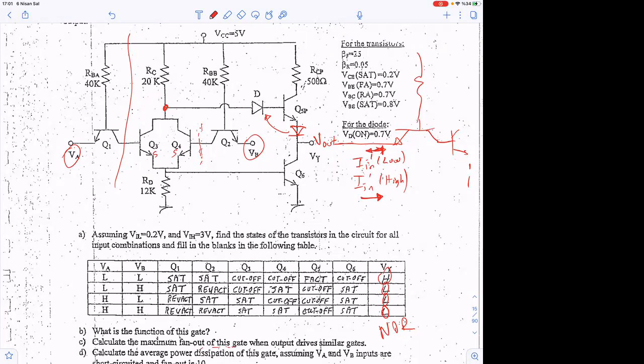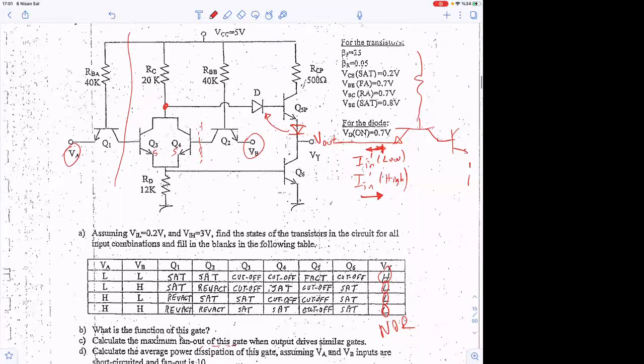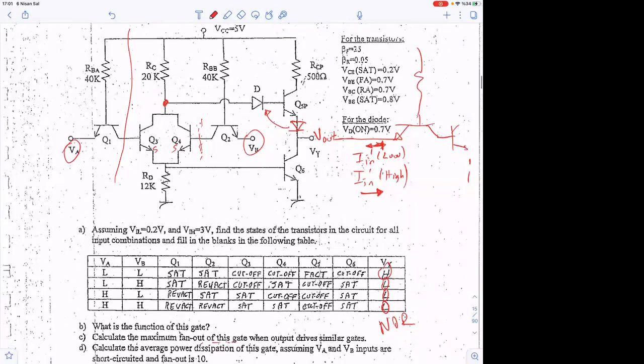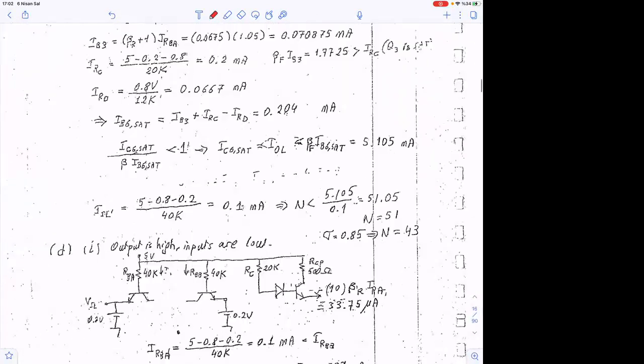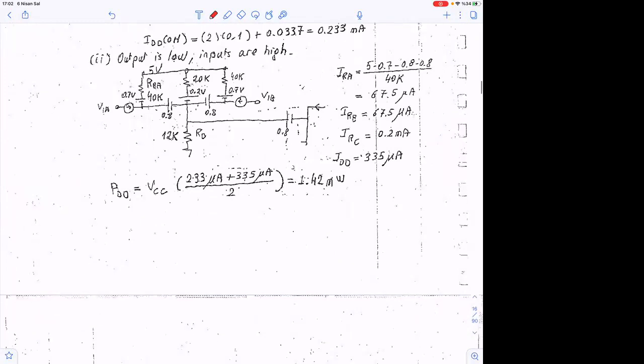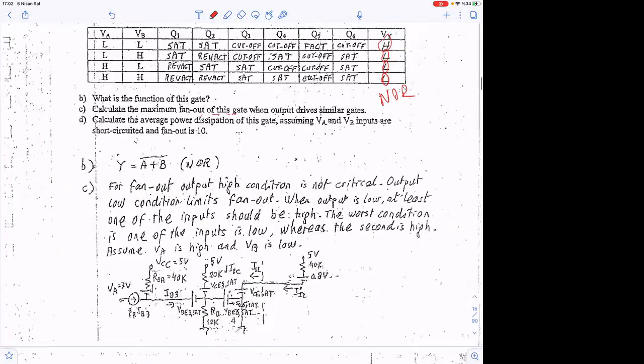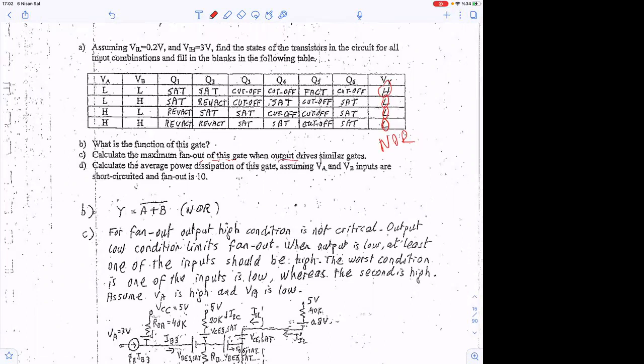I guess we will be solving this kind of problem. We haven't solved the TTL fan out yet, have we? Did we find the TTL fan out? Yeah, we did. Okay. So in any case, let's look at the questions again, like fan out, when output drives similar gates. We need to look at the high case and the low case, and the minimum of the two will be our maximum fan out.